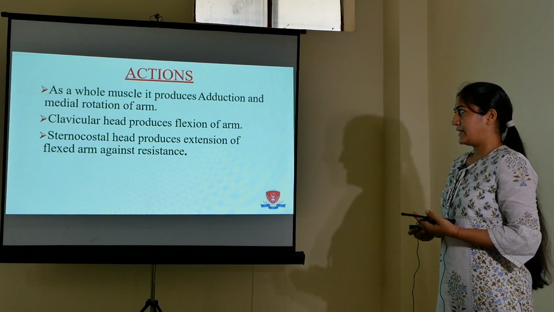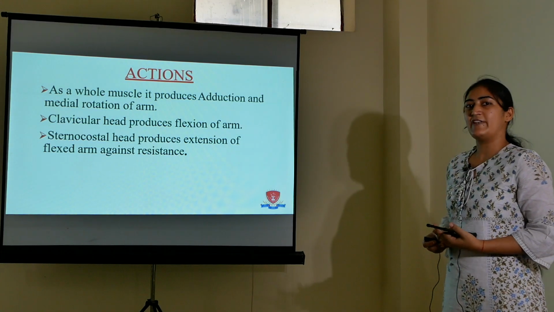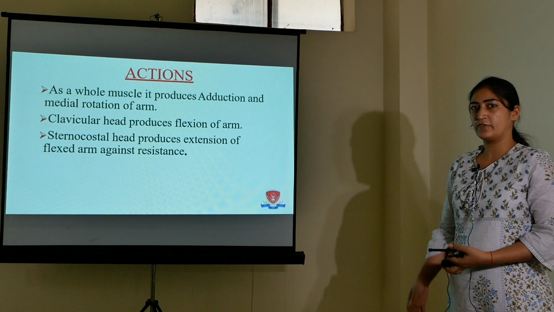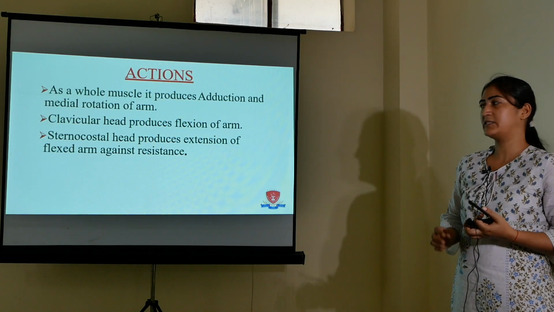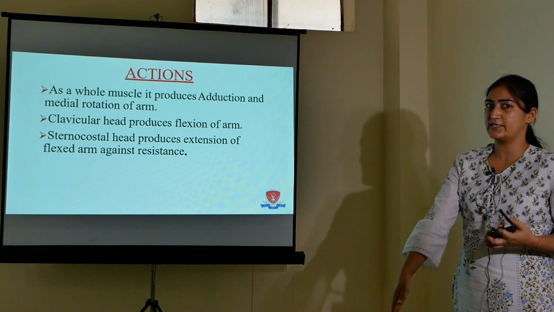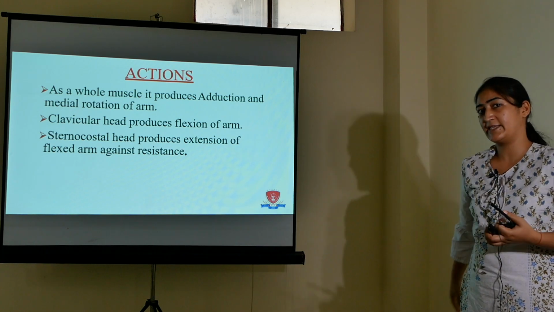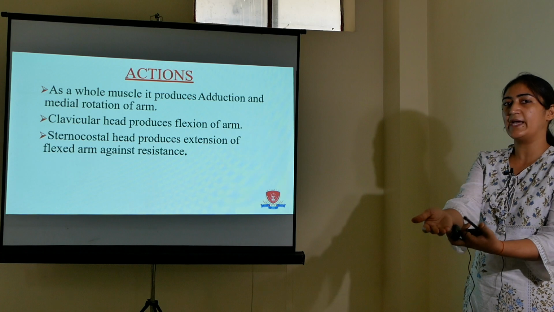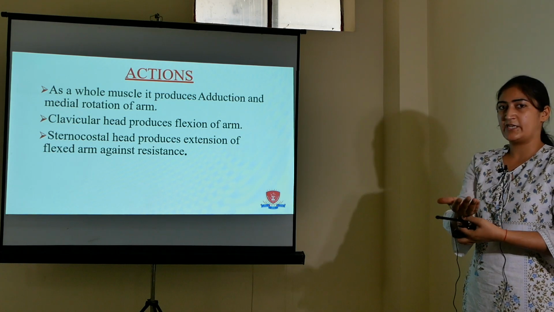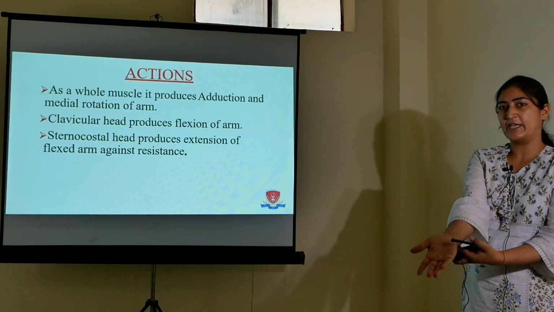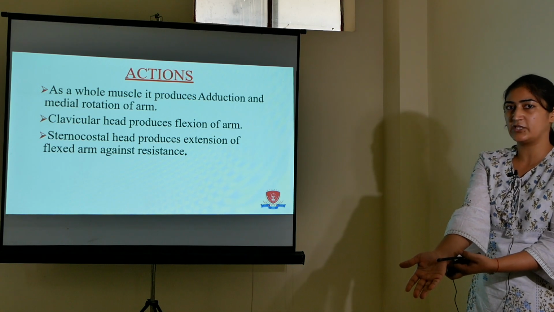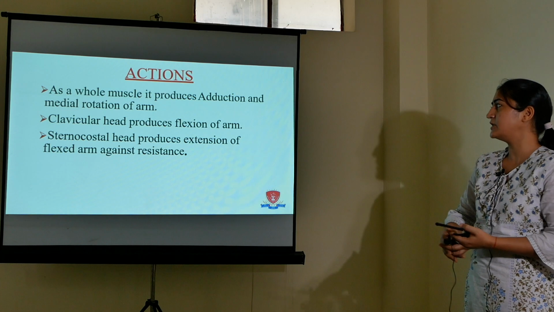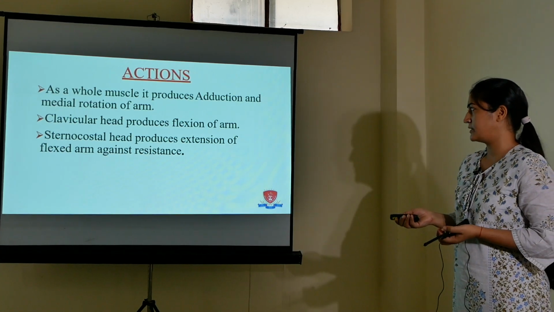Now individually, the clavicular fibers produce the flexion of the arm. So what is flexion of the arm? This is the flexion of the arm. And the sternocostal fibers will do the extension. This is the flexion and this is the extension, but this extension should be against some resistance. So if there is a rod or you are putting some resistance and then you try to extend your arm, this action is done by the sternocostal fibers of the pectoralis major muscle.